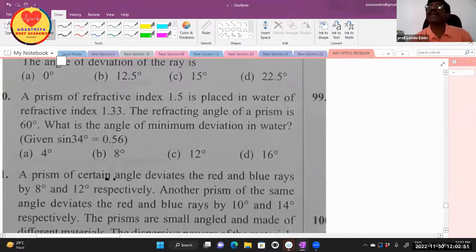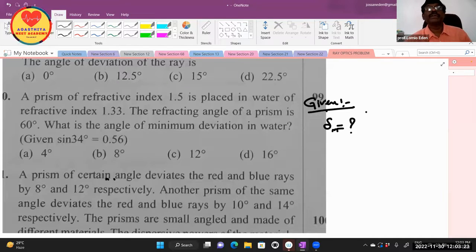A prism of refractive index 1.5 is placed in water of refractive index 1.3. The refracting angle of the prism is 60 degrees. Find the angle of minimum deviation in water. That is the question. What are the given values?